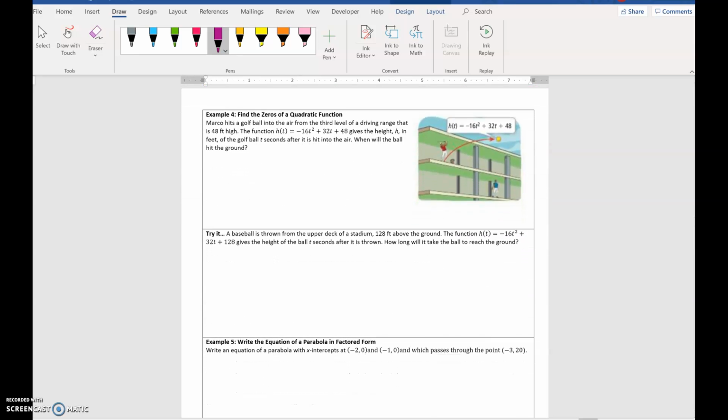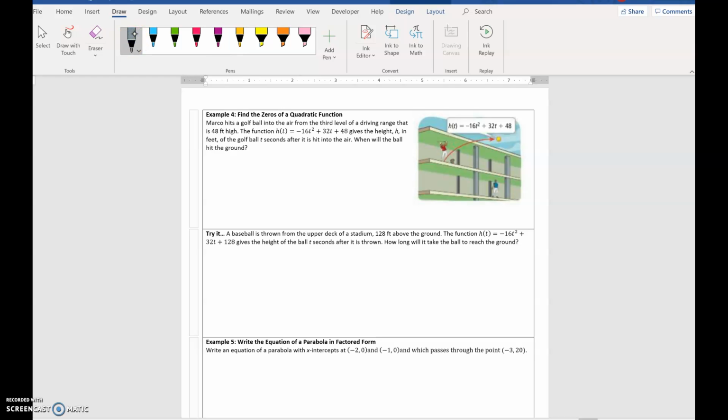Okay, example 4, we're looking at some real-world applications. So Marco hits a golf ball into the air from the 3rd level of driving range that is 48 feet high. The function represented by this gives the height, h in feet, of the golf ball t seconds after it is hit in the air. When will the ball hit the ground?